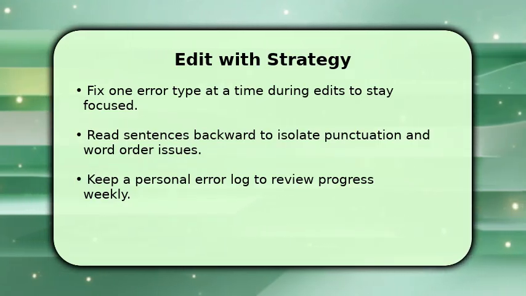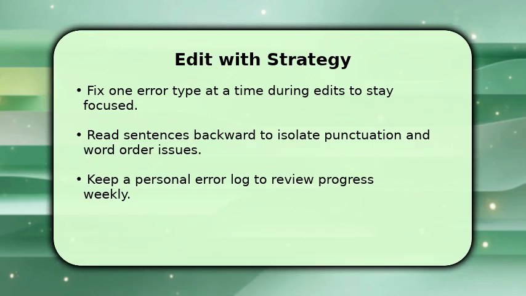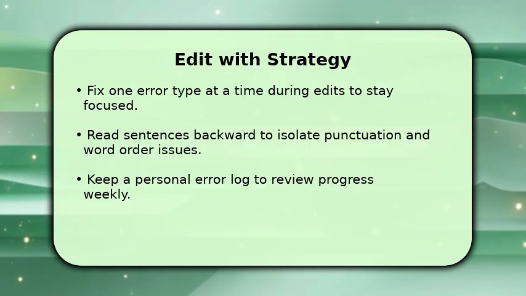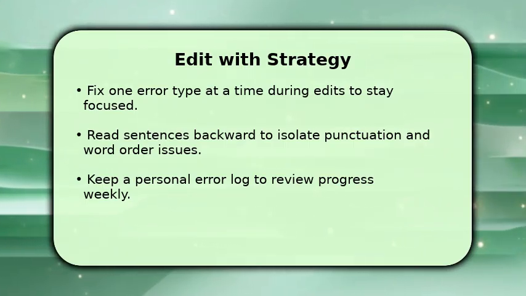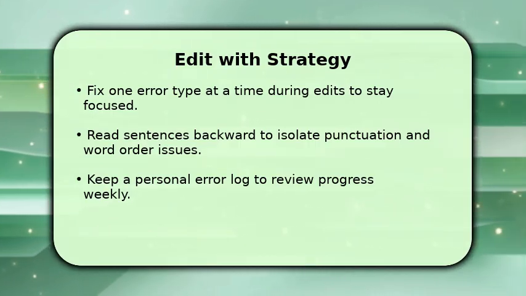In the first pass, fix subject-verb agreement and verb tense across the text. In the second pass, check articles, prepositions, and sentence connectors for clarity. Read sentences backwards slowly to focus on punctuation and word order without context bias.